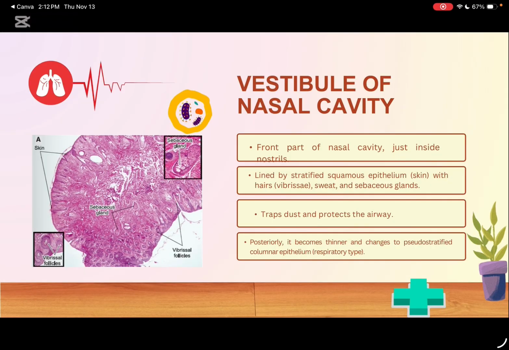The first one is the vestibule of the nasal cavity. It's basically the front part of the nasal cavity, just inside the nostrils. It is lined by a stratified squamous epithelium with hair, sweat, and sebaceous glands. Then, posteriorly, it becomes thinner and changes to pseudostratified columnar epithelium. And what does the vestibule of the nasal cavity do? It basically traps dust and protects the airway.